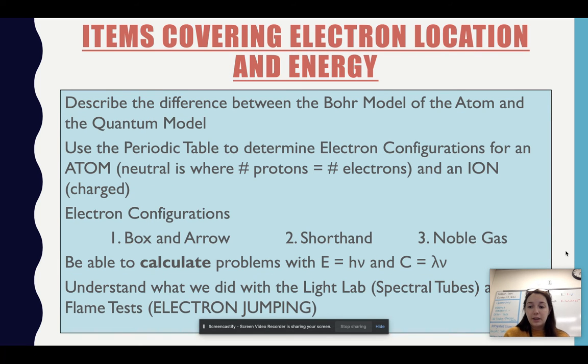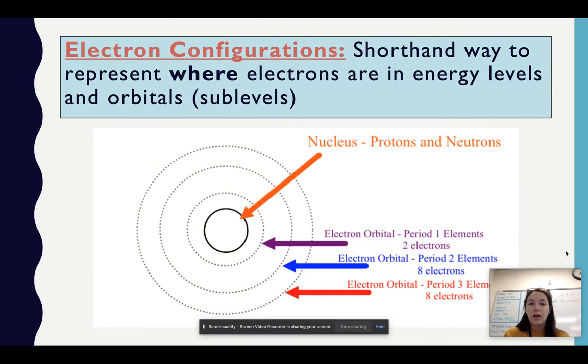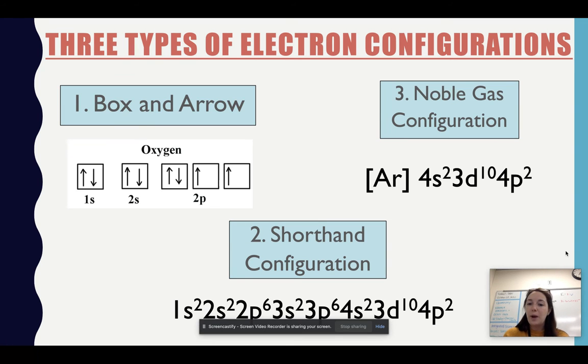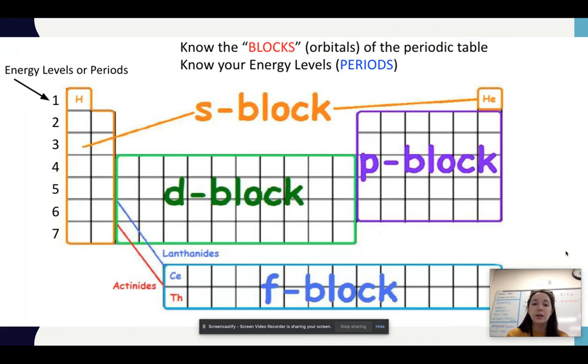This is all on the daily agenda for your test, and it's on the review guide. But this is just a quick reminder. You do need to understand electron configurations. I need you to know the shorthand way to represent where electrons are and be able to understand the information that's given to you. With that, I want you to know box and arrow. I want you to know the full shorthand configuration and the noble gas configuration. Make sure you know that 3d goes between 4s and 4p.